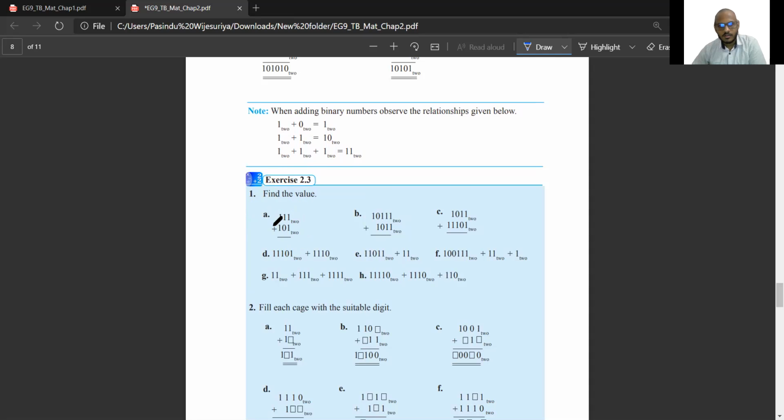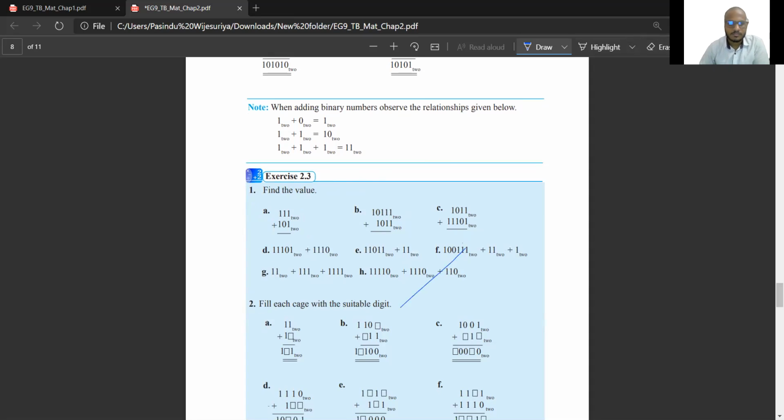So exercise number 2.3, I'll do this. Now see, 1 plus 1 is 0. You carry a 1 here. 1 plus 1 is 0. Again you carry a 1 here. 1 plus 1 is 0. Again, apologies because I'm writing it too close. The numbers are getting a bit messed up.